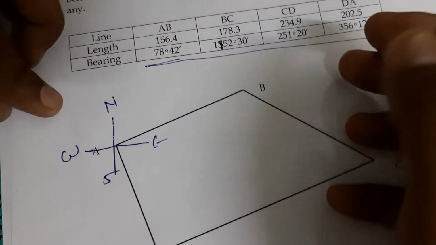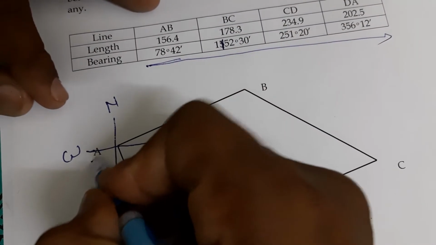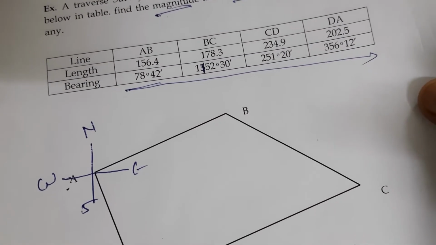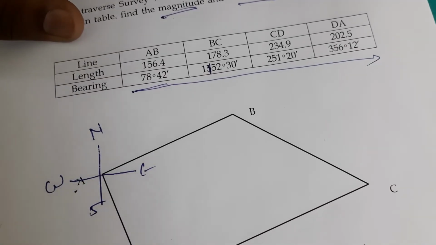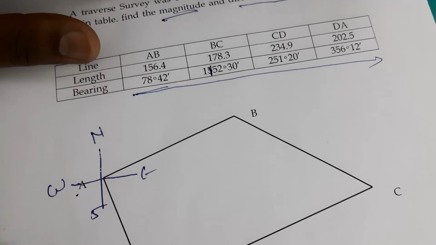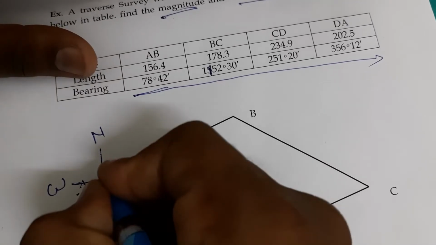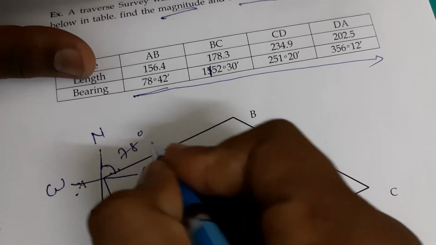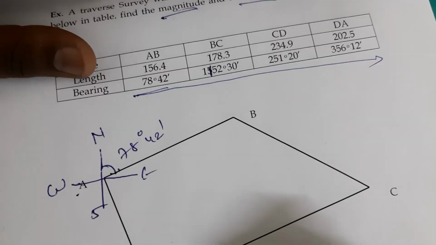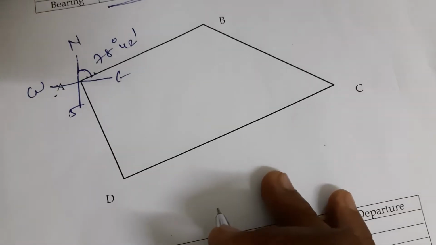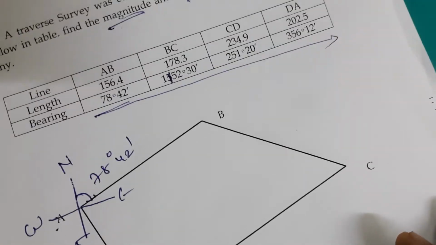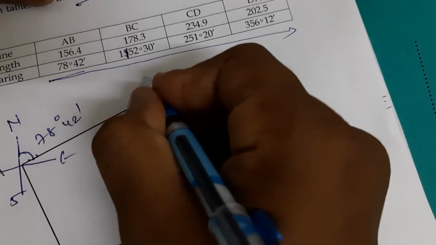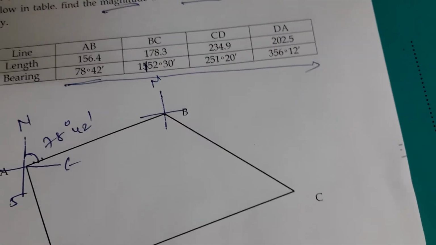When we measure the line AB, this is always the fore bearing, not a back bearing. With respect to north, the bearing given to line AB is 78 degree 42 minutes. I have already plotted this diagram because I have limited time, and drawing takes much time. The same applies here.